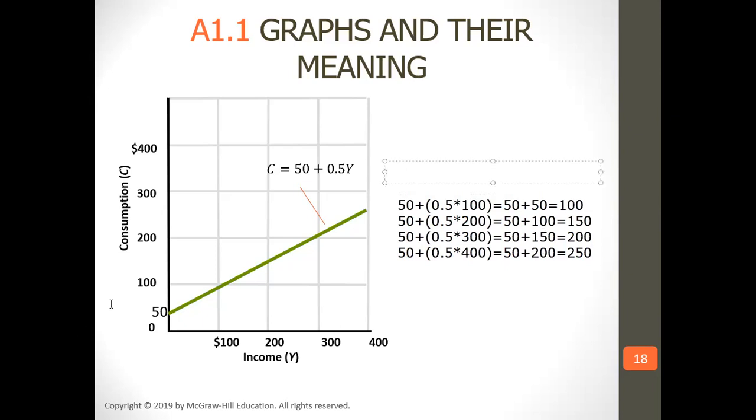And why it starts at 50 is because zero income is when it's at 50 consumption. So even with no income, you consume 50. That's probably because of government assistance, so welfare, or maybe you scavenged, I don't know.